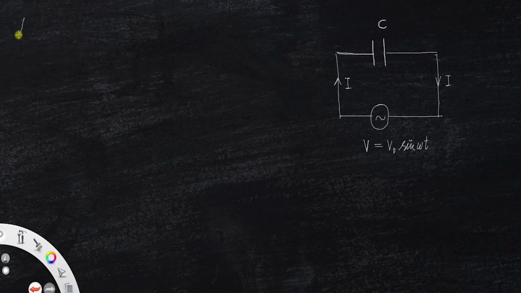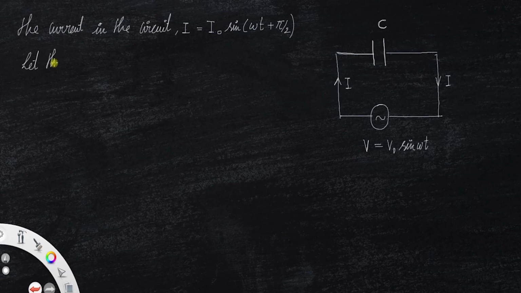Now, the current in the circuit, let's represent it using I. In a capacitive circuit, the current leads the voltage. That is, we have I equal to I0 sine omega t plus pi by 2. That is, in a purely capacitive circuit, current always leads the voltage by a phase of pi by 2. We already discussed this.